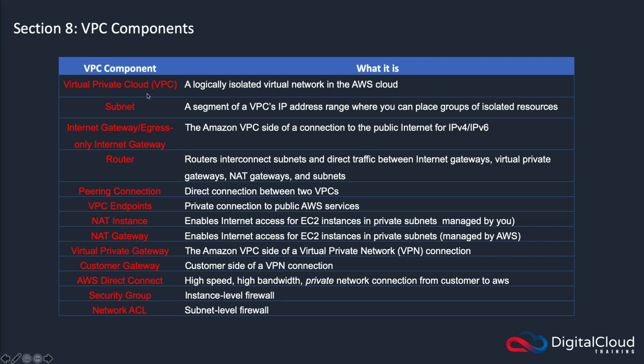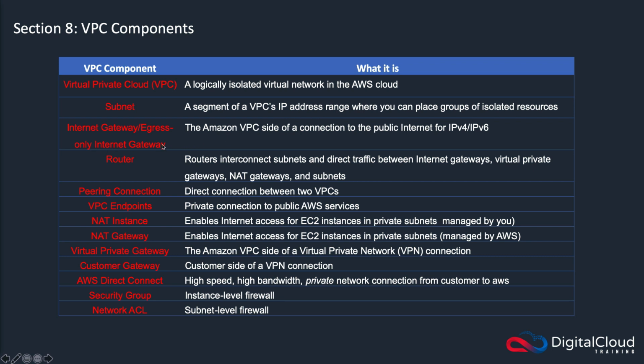So we've just learned what a VPC itself is. It's a logically isolated virtual network in the AWS cloud. So just remember, this is a virtual data center essentially. So think of it as your virtual data center on the AWS cloud. You then have the subnets, which are a segment of the VPC's address range.